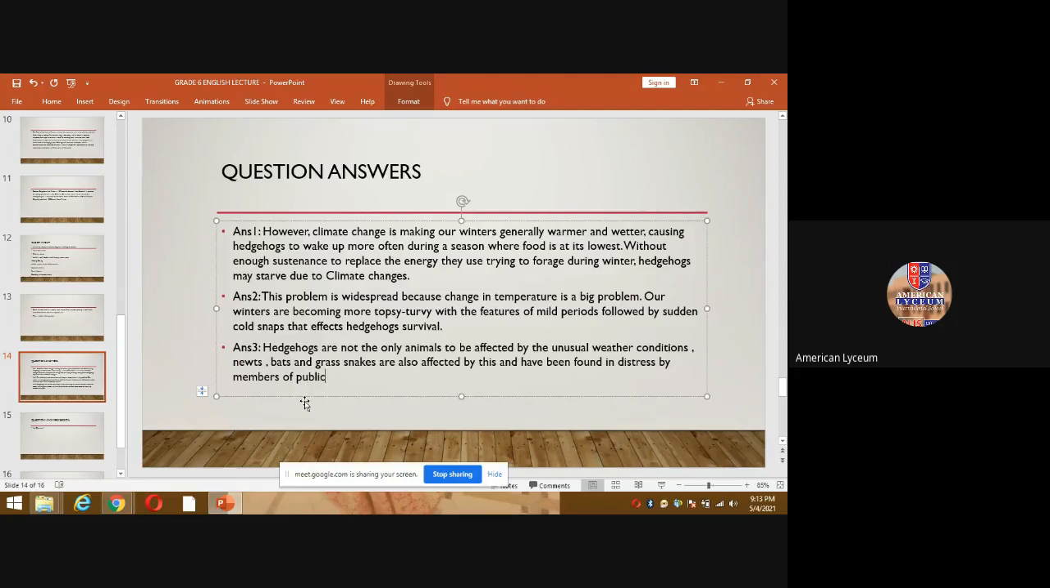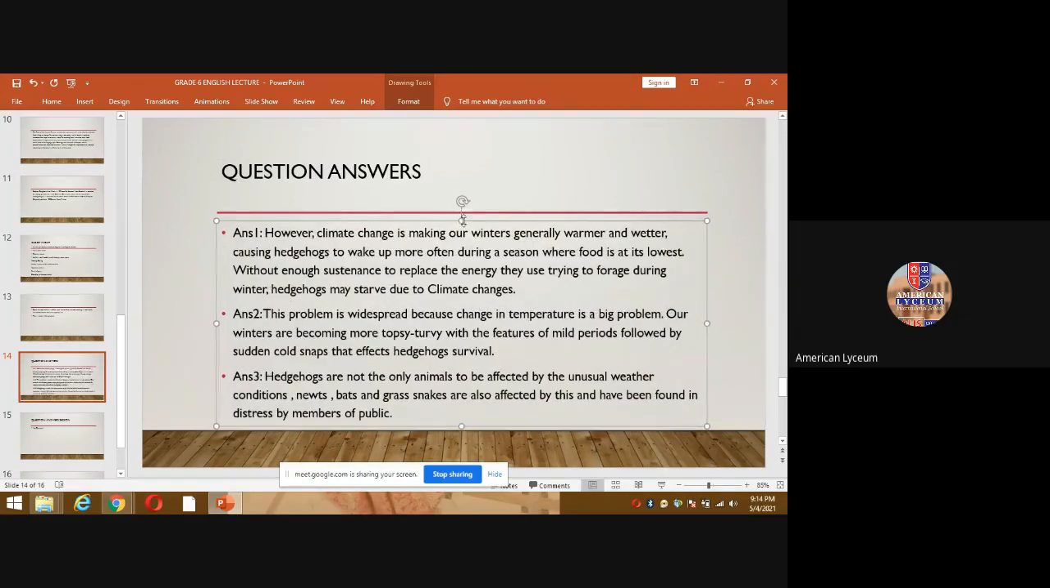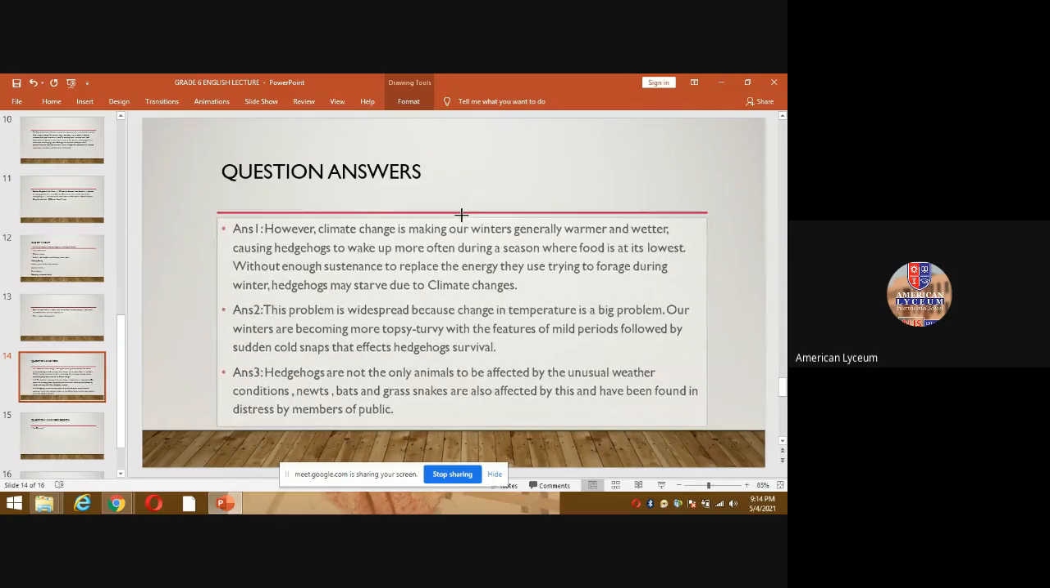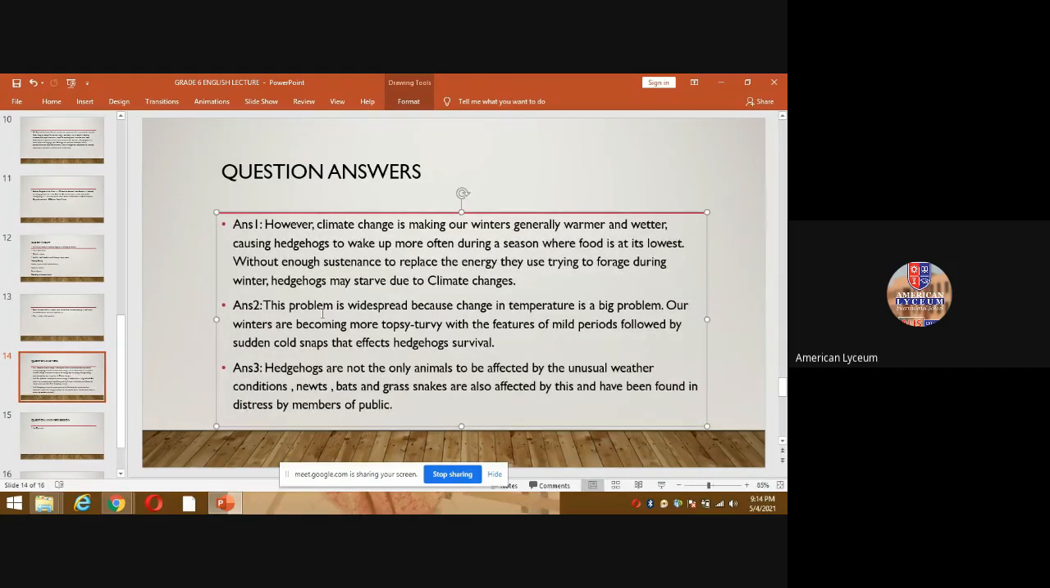Okay, so that was your question answers. Question number one was how the hedgehogs are being affected by climate change, because we all know that the climate is now not very certain. Sometimes it's normal spring weather and suddenly the cold snaps come, and that affects the climate. Cold snaps means very bad weather that is very cold. So this is ruining.